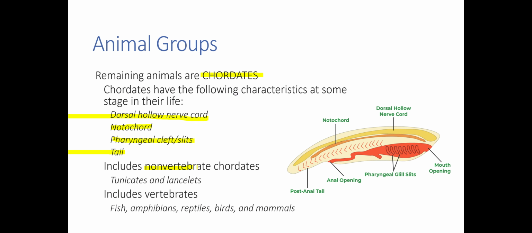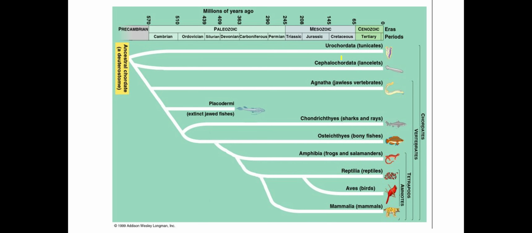Now, within the chordates, there are two groups. There's the non-vertebrate chordates, which means they don't have true vertebrae, but they do have these four characteristics. And there are only a couple examples: the tunicates and the lancelets. They really look more like an invertebrate than they do a vertebrate. And then the majority of your chordates are going to be vertebrates. These are your animals that have backbones: your fish, amphibians, reptiles, birds, and mammals. And so there you can see the different groups that are present within your chordates.